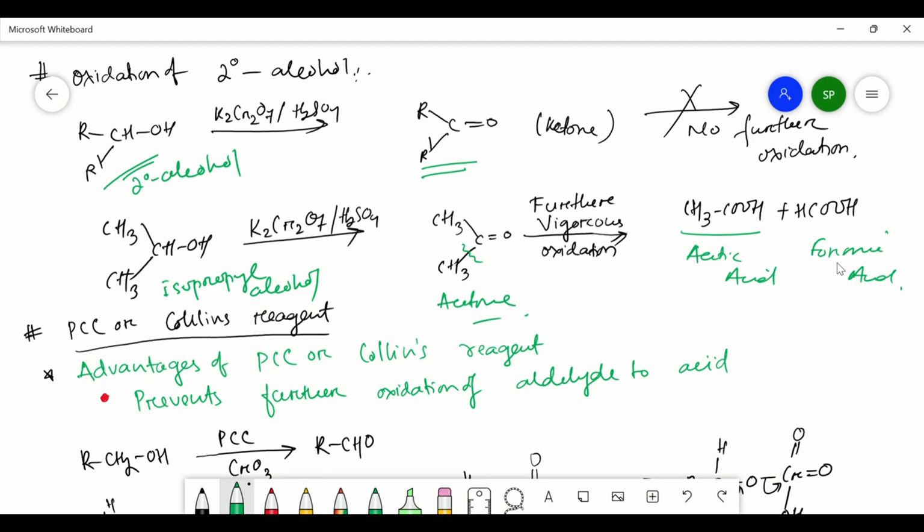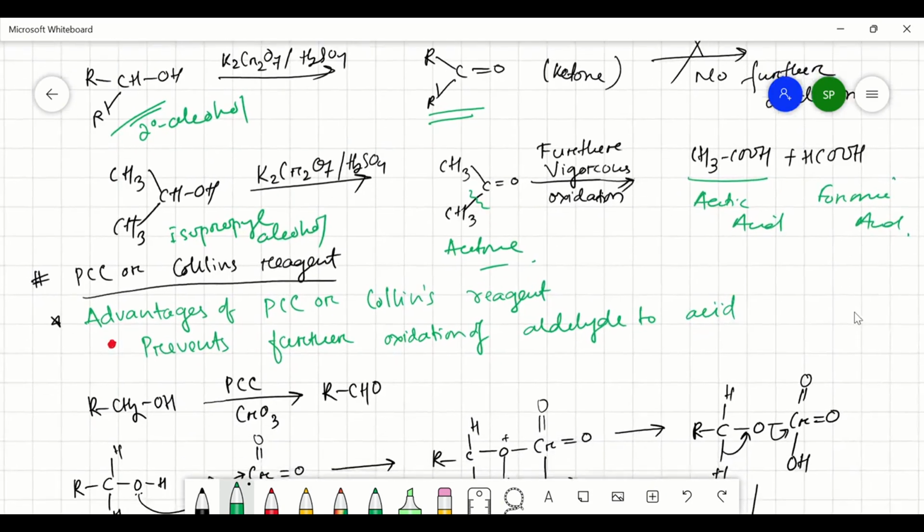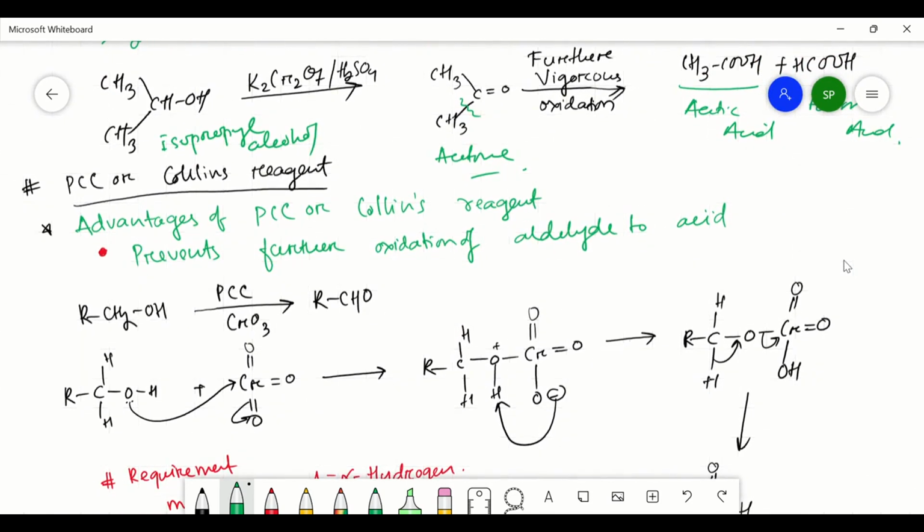Then we will see another oxidizing agent, that is PCC, which is known as pyridinium chlorochromate. Its main constituents: PCC consists generally of pyridine plus CrO3, chromium trioxide, and then HCl. This is pyridinium chlorochromate, okay. PCC, or it is known as Collins reagent.